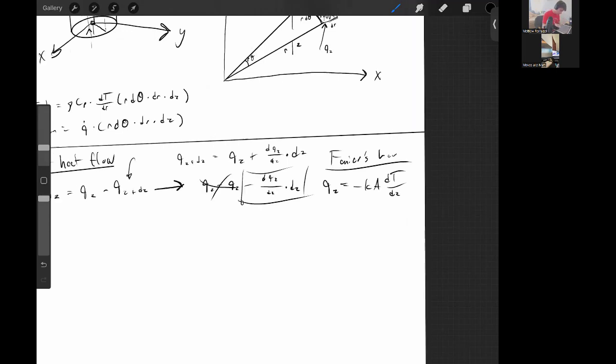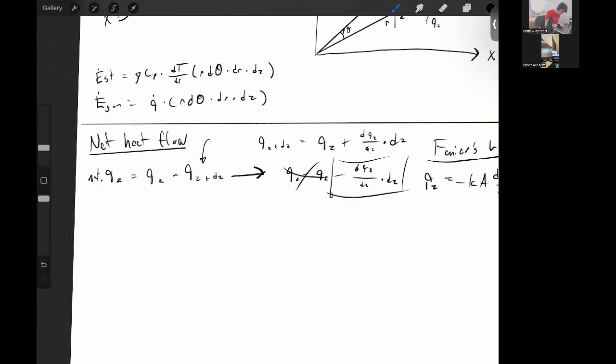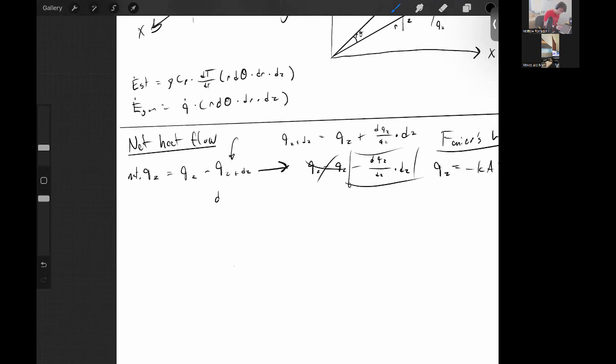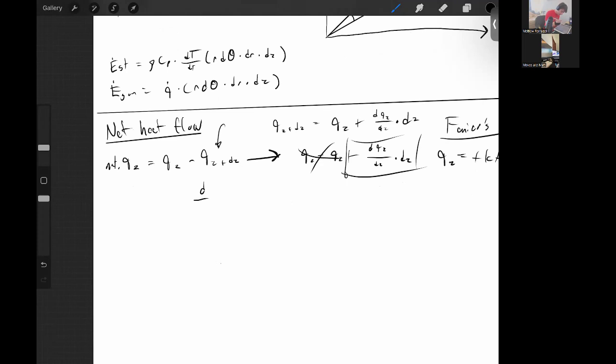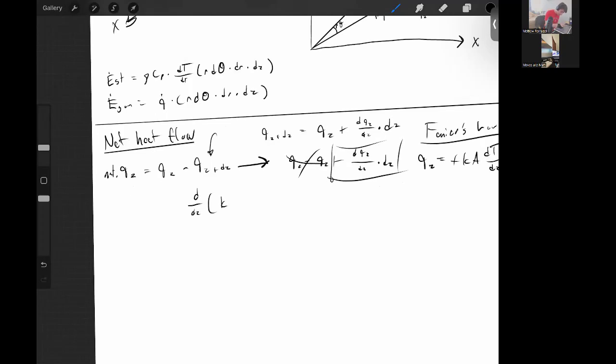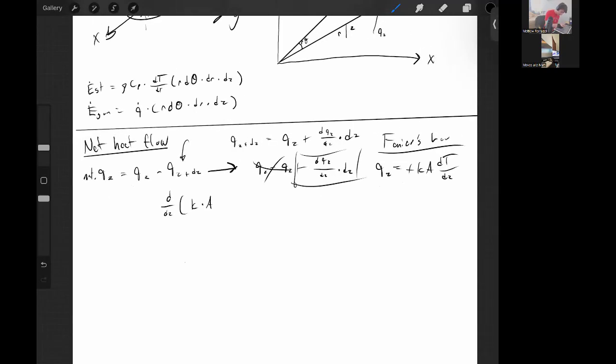No, we're fine. Sorry. We can say that, first off, we can cancel our negatives. We can say that dQ over dz equals k multiplied by area multiplied by our temperature gradient of dT over dz, multiplied by dz.